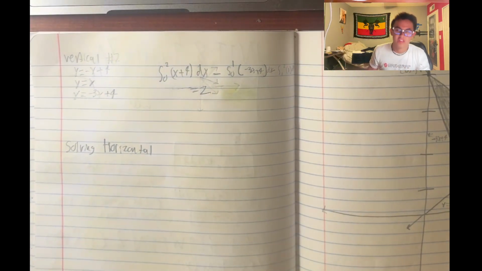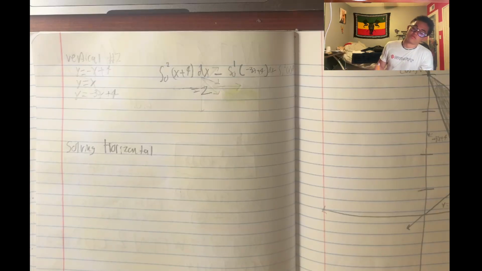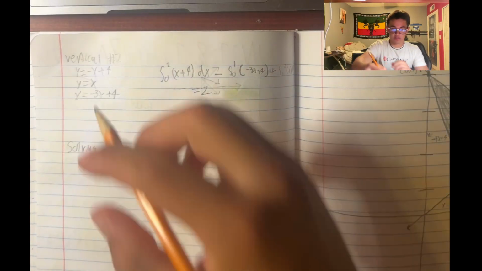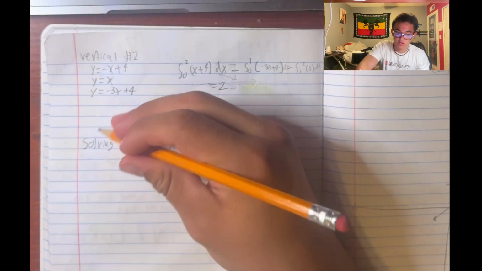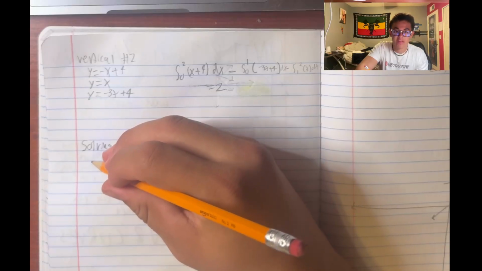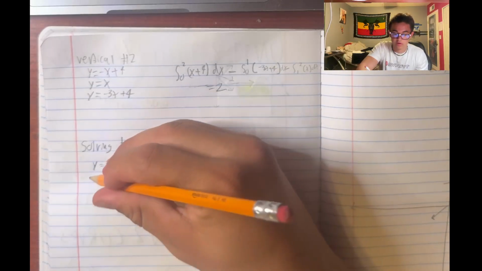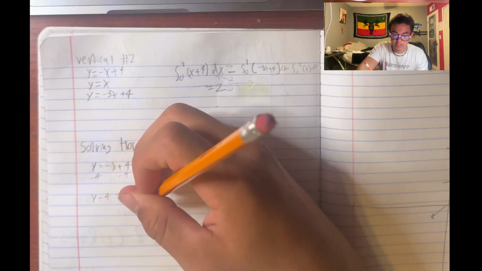But now, what we're going to do is solve horizontal, which is the last thing we're going to go over in this video. So the first thing you got to do for solving horizontal is take these and make them in terms of y. So basically, you're taking the stuff on the x and moving it over to the y. So y equals negative x plus 4. Subtract 4 from both sides: y minus 4 is equal to negative x.